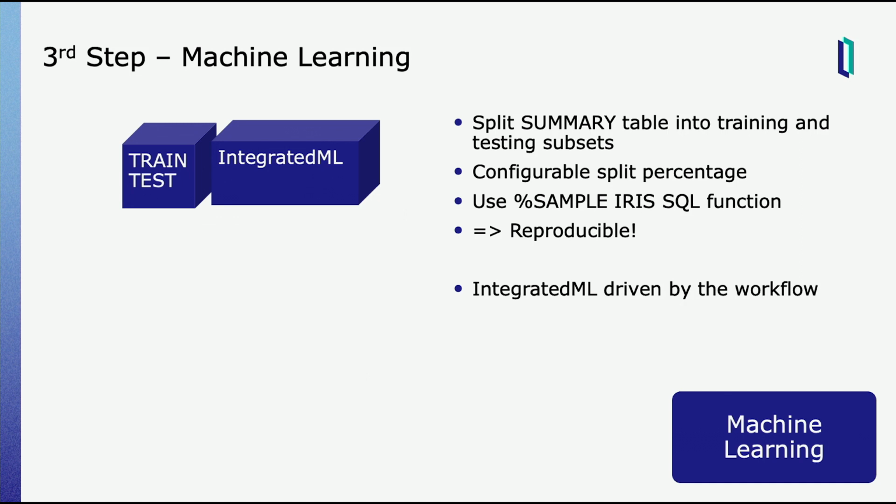So then the final bit is the machine learning and the training and test sets. We actually have some SQL code that comes up with a random percentage, and it's also got a seed so that it's reproducible. Every time you run this pipeline, it'll use the same seed, and if you want to get a different subset, you can change that seed for randomly shuffling the data. And then IntegratedML is just called as part of it.